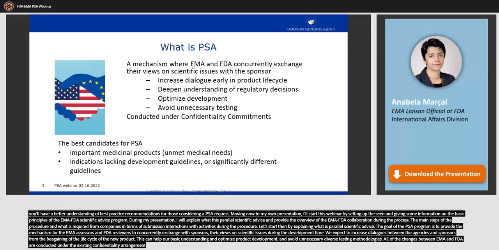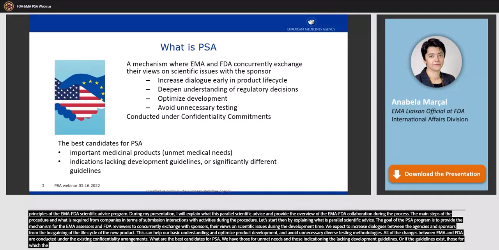What are the best candidates for PSA? From experience, we have found that the best candidates for PSA include important medicinal products, such as those for unmet medical needs, and especially those being developed for indications lacking development guidelines, or, if guidelines exist, those for which EMA and FDA guidelines differ significantly.